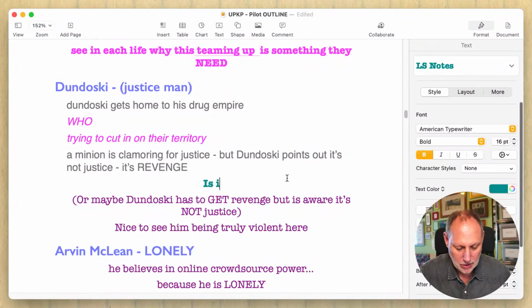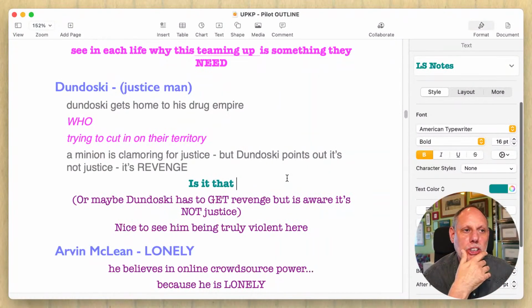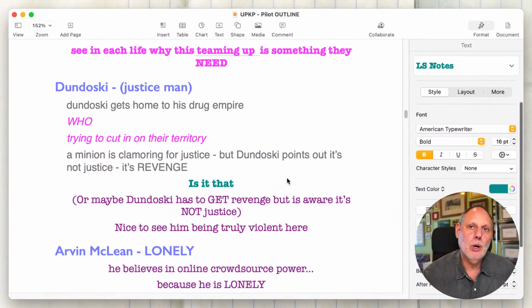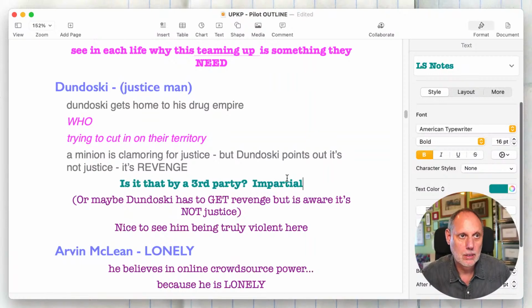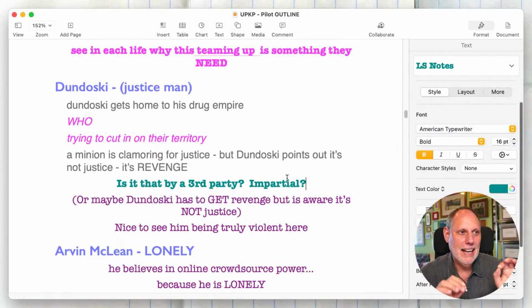Is it that he's operating, like, in other words, justice would be something that is done. No, it doesn't have to be. Justice could be something that was done by a third party for you. I want Dondosky to actually point this difference out, which means, hang on just a second. I'm just going to do something simple, which is I am going to look up the definitions. Revenge versus justice.